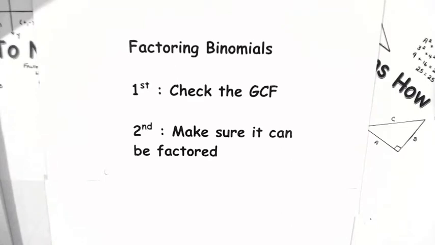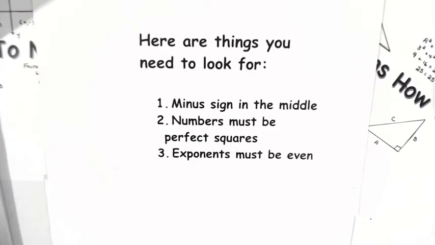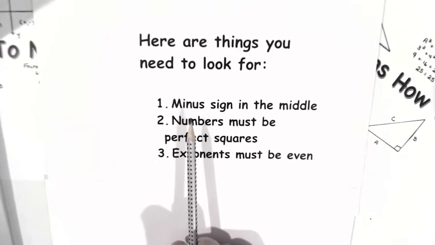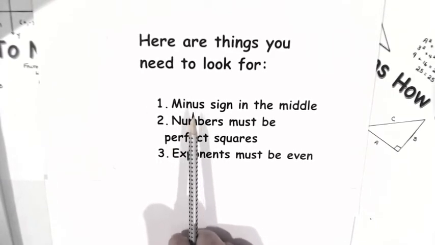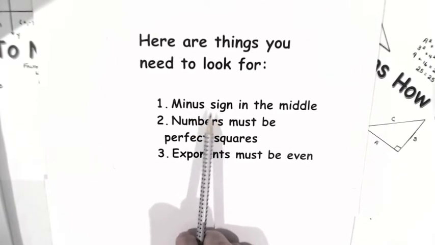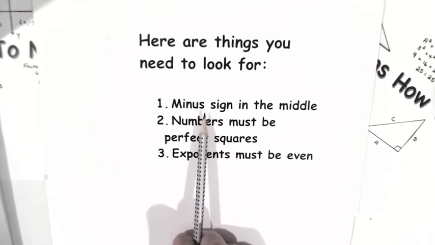The second thing, once they give you a binomial, is you need to check and see if it can even be factored. And I'm going to go over the rules on how to check and see if you can actually factor one of these binomials. Here are the things you need to look for to see if you can even factor a binomial. First off, a binomial has two terms. In between those two terms, you have to have a minus sign. If it doesn't have a minus sign, then it's one that cannot be factored.